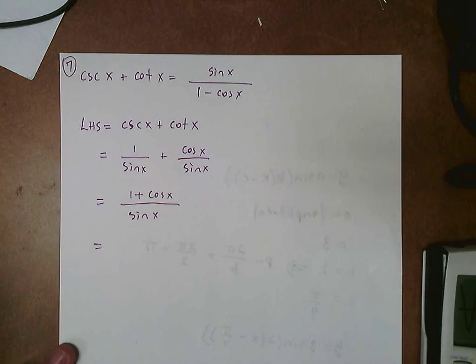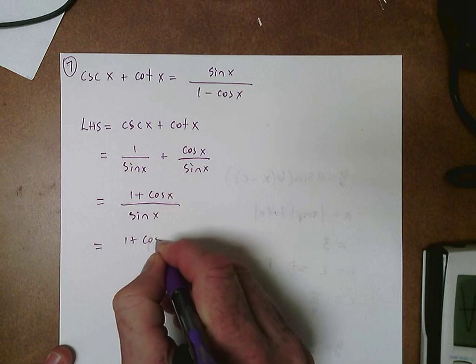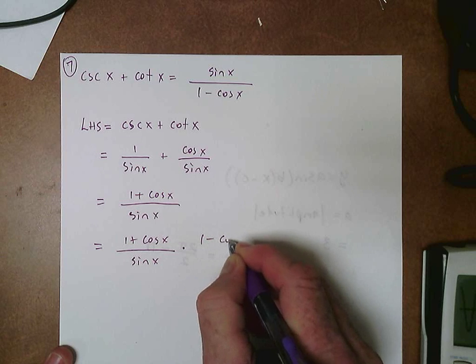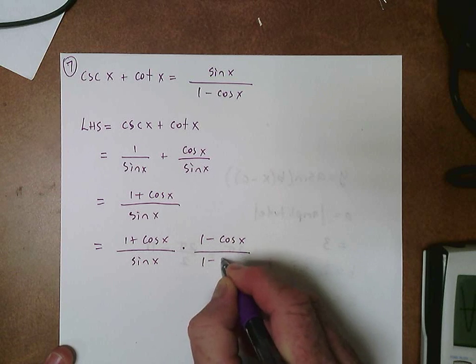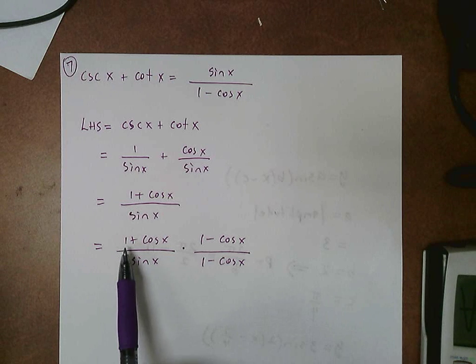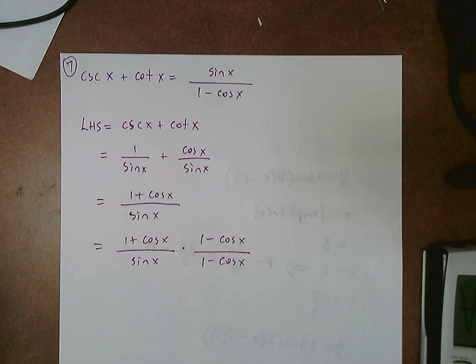And then the thing to notice here is we have a 1 plus cosine x divided by sine x, and we're going to multiply it by 1 minus cosine x over 1 minus cosine x. Again, we're multiplying by 1 in the form of 1 minus cosine x over 1 minus cosine x. But the clue to do that is this 1 plus cosine x. So keep in mind there's just a couple of things that you look at for clues. It's not like we have an infinite number of ways to answer these. You'll see patterns as you start to answer them.